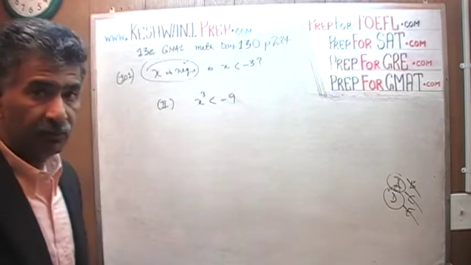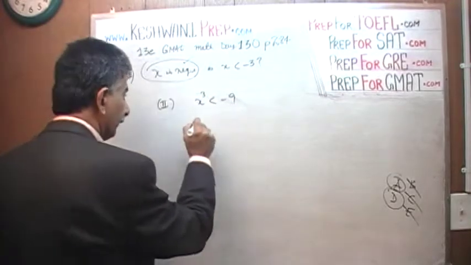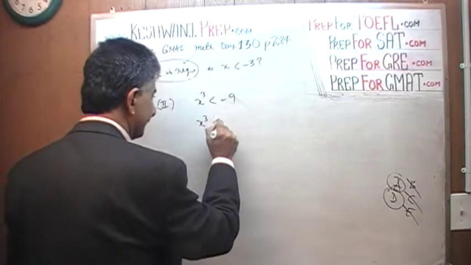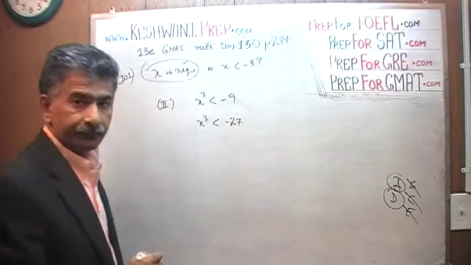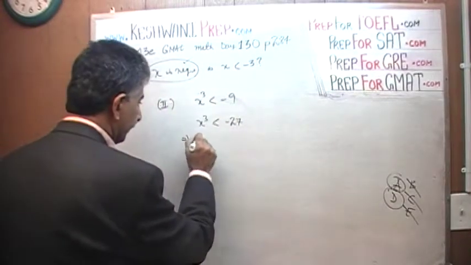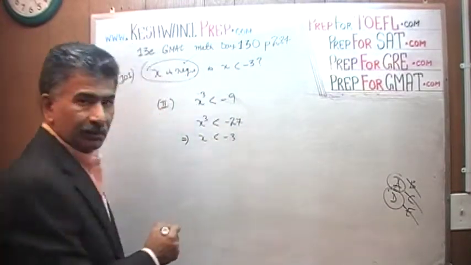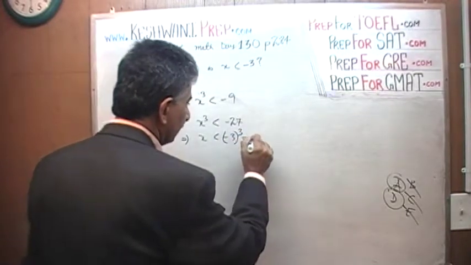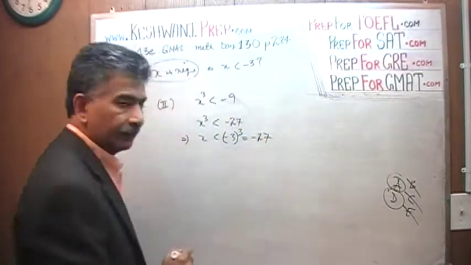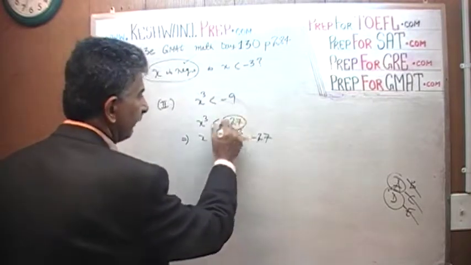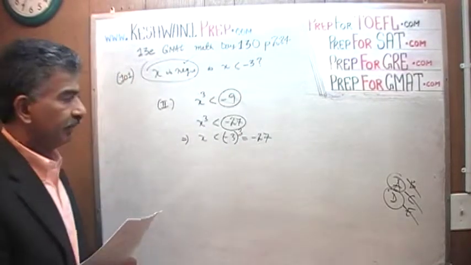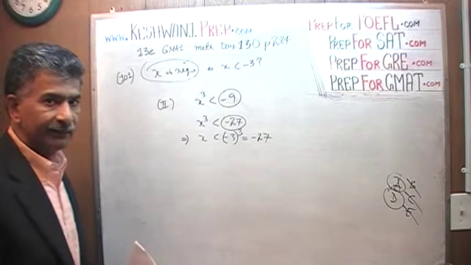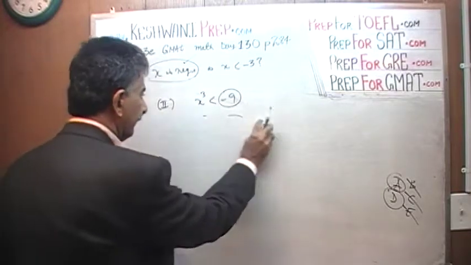Instead of x cubed being less than negative 9, had they told us that x cubed is less than negative 27, now that would have implied that x must be less than negative 3, because negative 3 cubed is equal to negative 27. But they're not saying negative 27, they're saying negative 9. So that's the tricky part. They're not telling us that x cubed is less than negative 27. They're telling us that x cubed is less than negative 9.